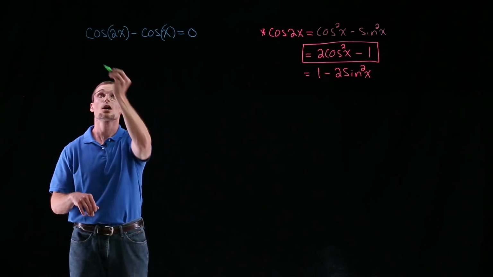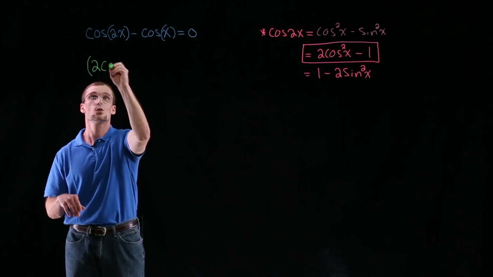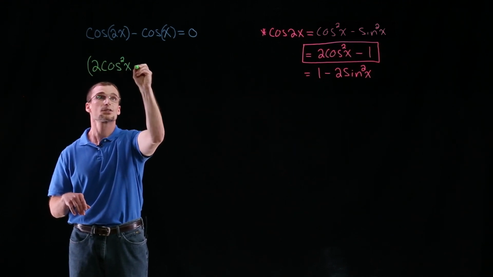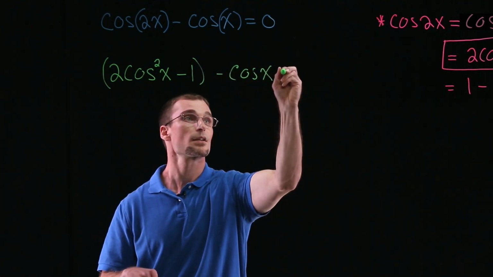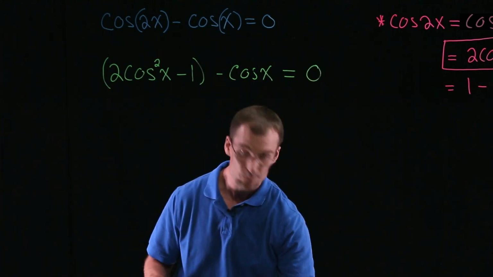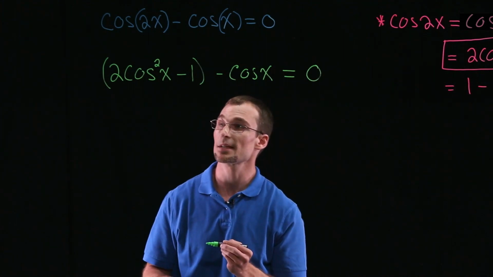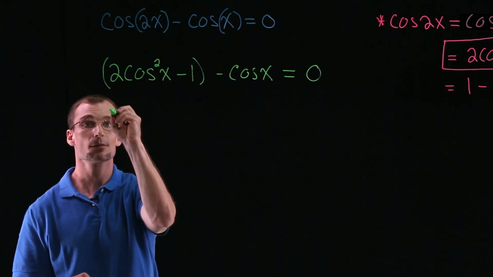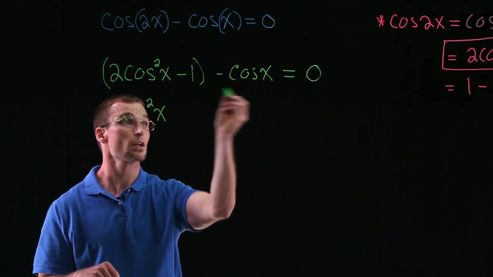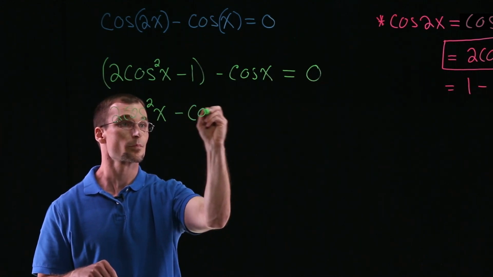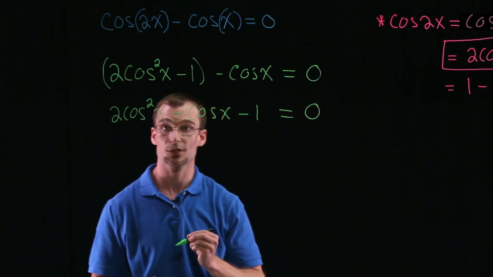So we make our substitution. Cosine 2x is going to be equal to 2 cosine squared x minus 1. And that's minus our cosine x, and all equal to 0. Okay, so we'll just simplify it a little bit. Again, it looks like we have a quadratic on our left-hand side in terms of cosine. So we'll put our squared term first. So we have 2 cosine squared x, and then our first power term minus cosine x and minus the constant 1, and that's equal to 0.